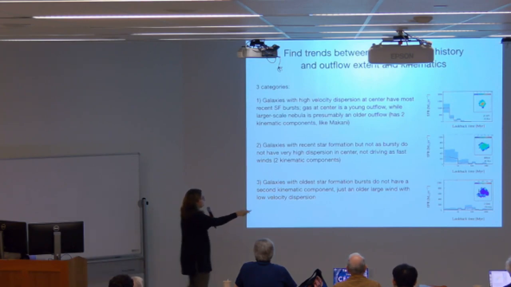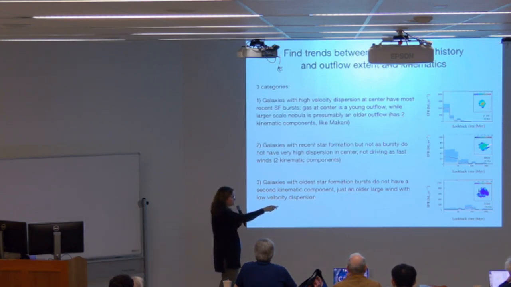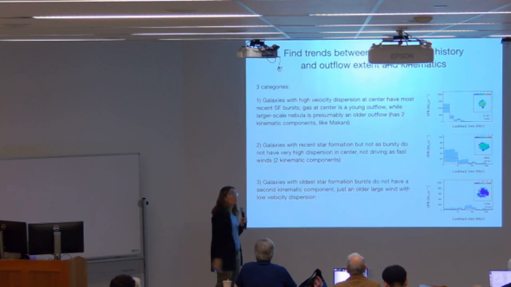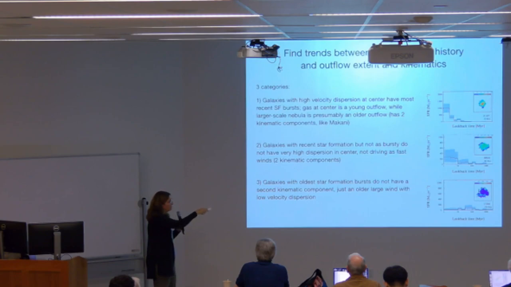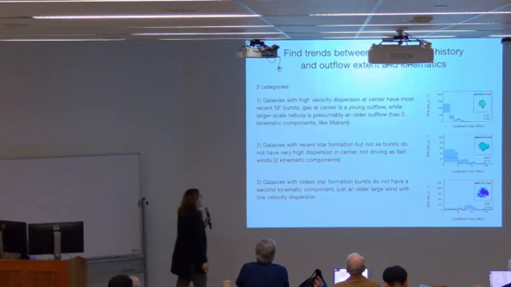Then we see galaxies that have high velocity dispersion at the center, higher than at the outskirts, but it's not quite so peaked. They have star formation histories that are also not so peaked. So there's a star formation burst that's recent, but you can see it's not that sharp of a rise like this one. There's a handful of galaxies in each of these categories. These ones also have those 2 kinematic components, so we think there are 2 outflows here. And you're seeing the faster, younger one in the center, and then the slower, older one on the outskirts.